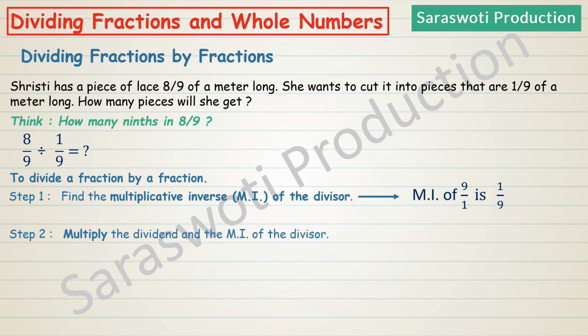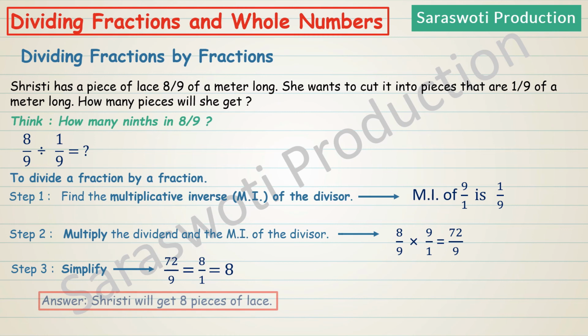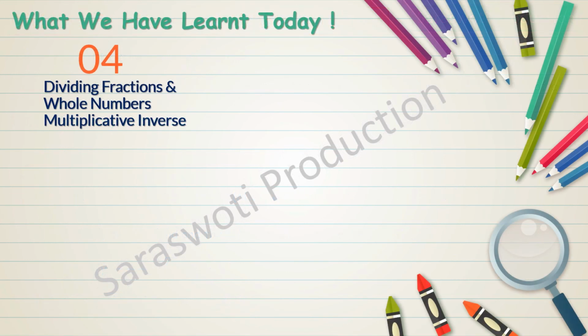Step number 2: multiply the dividend and the MI of the divisor. So 8 by 9 into 9 by 1 is equal to 72 by 9. Number 3, simplify. 72 by 9 is equal to 8 by 1, which is equal to 8. Answer: Shritu will get 8 pieces of lace. Today we have learned about dividing fractions and whole numbers and also about multiplicative inverse.